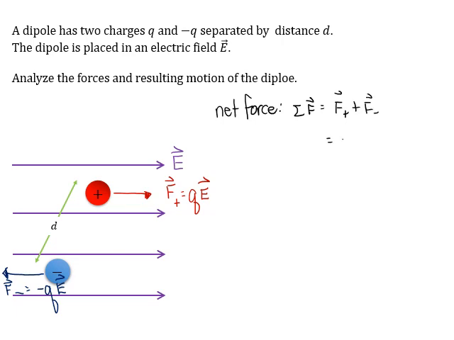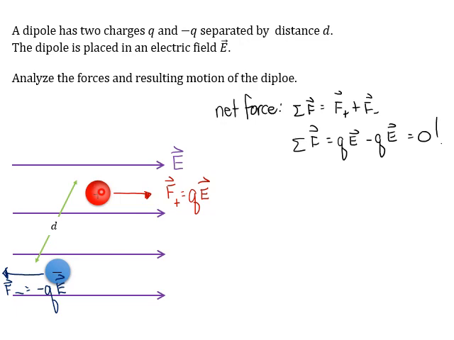So that would be QE minus QE equals 0. Okay, what does that mean? Well, that means that the sum of the forces is 0, so the acceleration of the dipole as a whole has to be 0. But you might ask, does the dipole move?